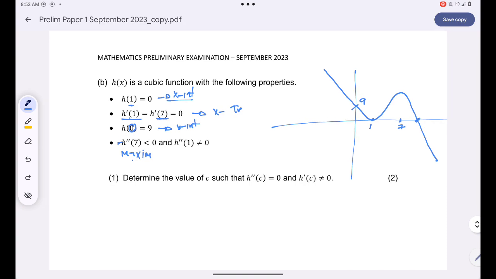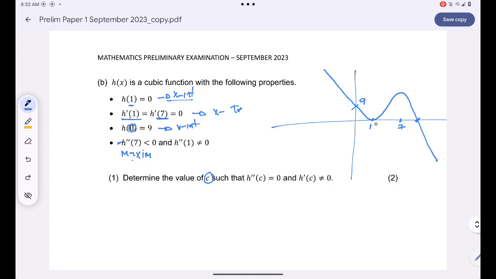Firstly, they want us to determine the value of c such that the second derivative of c is equal to 0. That means, guys, c belongs at the point of inflection. Are you together? Because you can only find the second derivative to be equal to 0 at the point of inflection. How do we find the point of inflection?